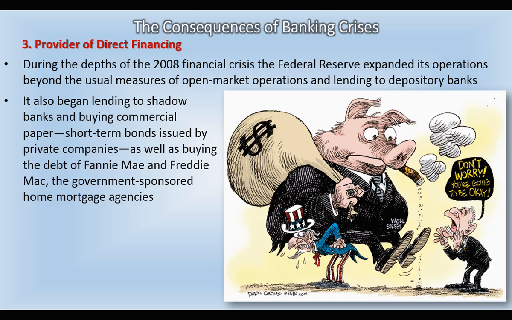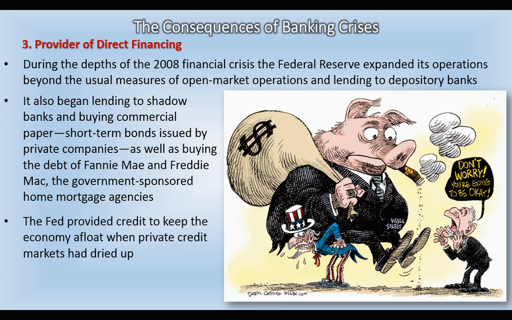So again, in 2008, the Federal Reserve began lending to shadow banks and buying some of that commercial paper, those short-term bonds issued by private companies, as well as buying the debt of Fannie Mae and Freddie Mac, the government-sponsored home mortgage agencies. The Fed provided credit to keep the economy afloat when private credit markets had dried up.